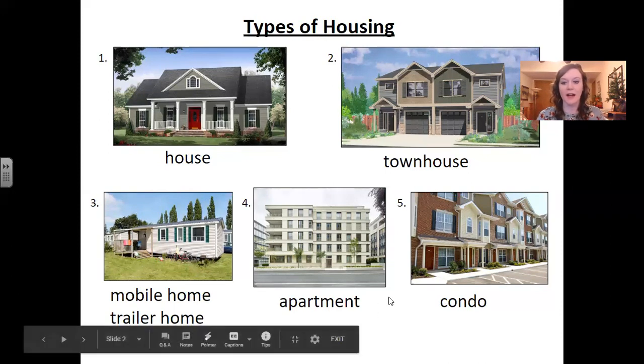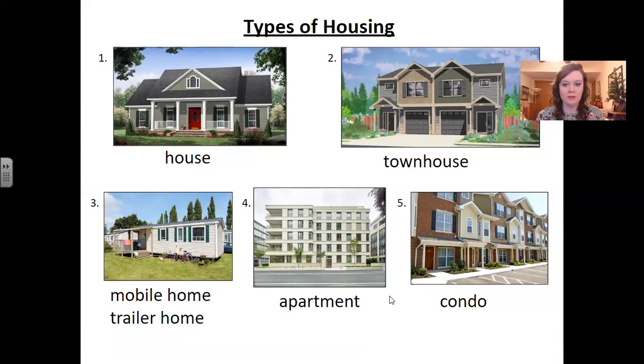Number five is a condo. A condo sometimes looks similar to an apartment, but a condo, you can buy the condo. You can own the condo, so it's your condo. And then you don't have to pay rent every month.